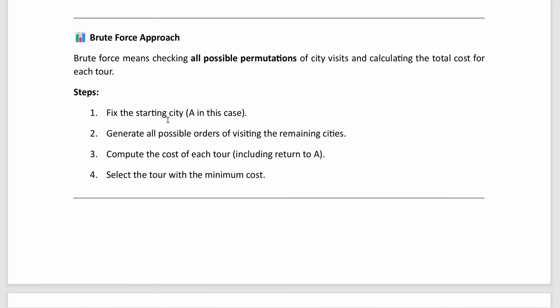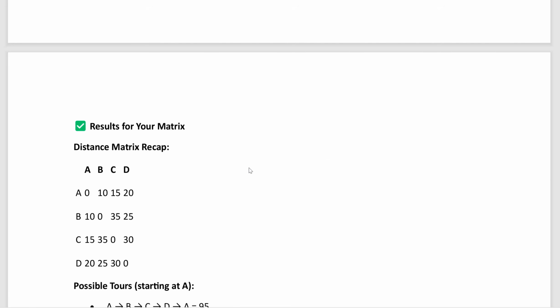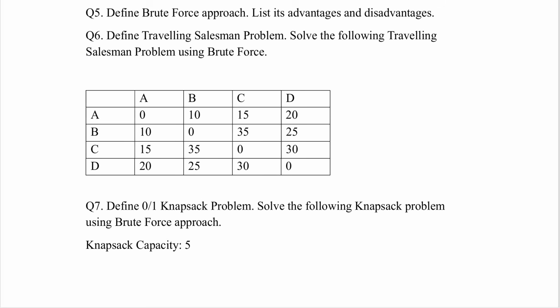The steps are: first, fix the starting city A in this case; generate all possible orders of visiting the remaining cities; compute the cost of each tour, including returning to A; and select the tour with the minimum cost. So this matrix has been given to us.